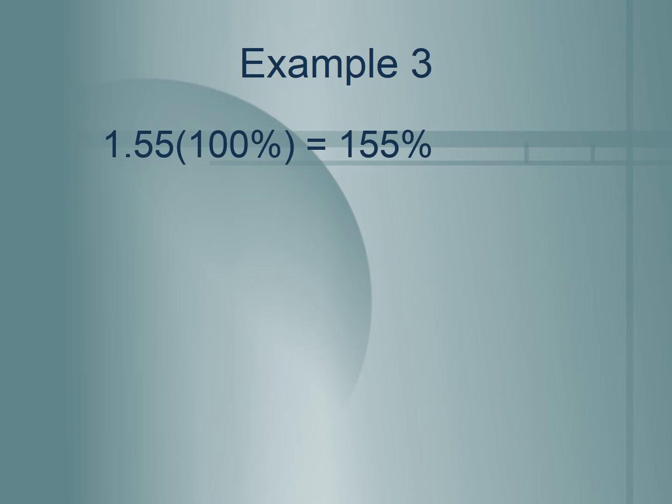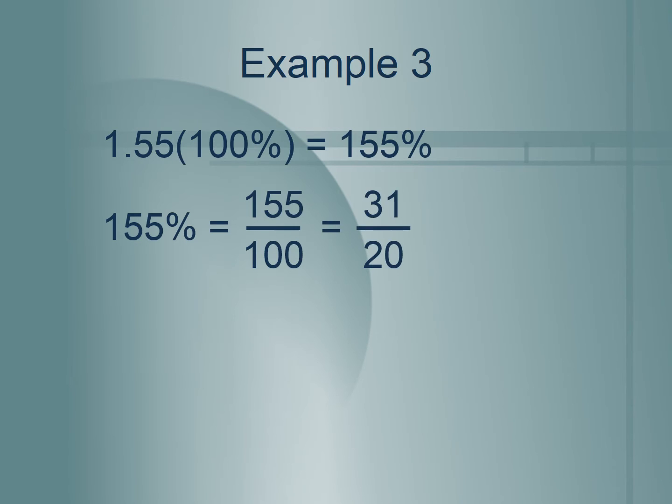So let's say we have the number 1.55. This is a decimal version of our number, 1.55, or 1 and 55 over 100. So as a decimal, we multiply that by 100% and get our percentage of 155%. And then if we wanted to write that as a fraction, we would put over 100 and reduce that fraction. 155 over 100 reduces to 31 over 20.